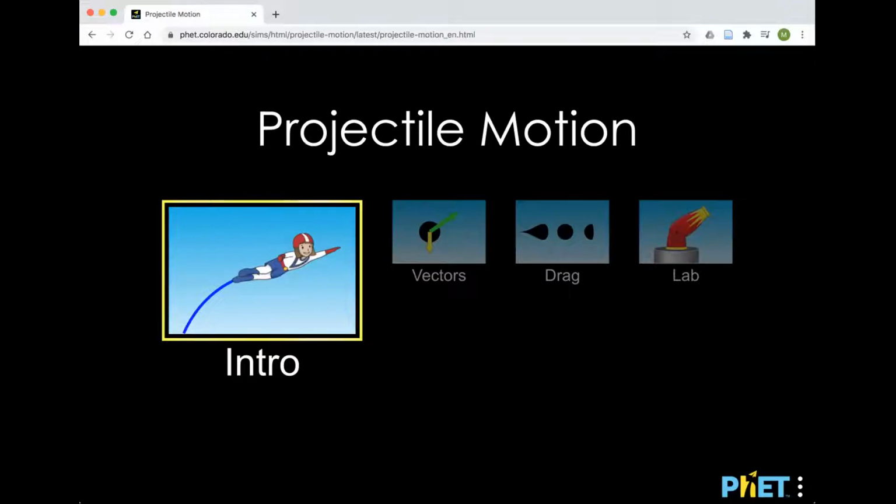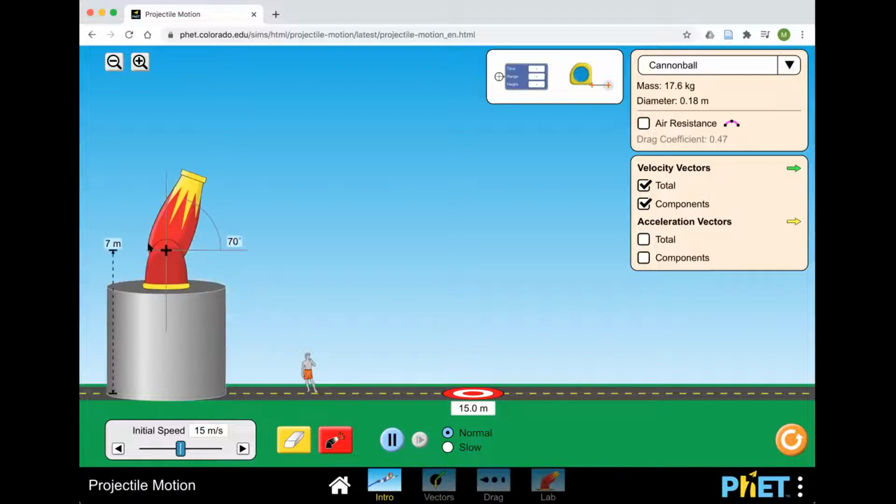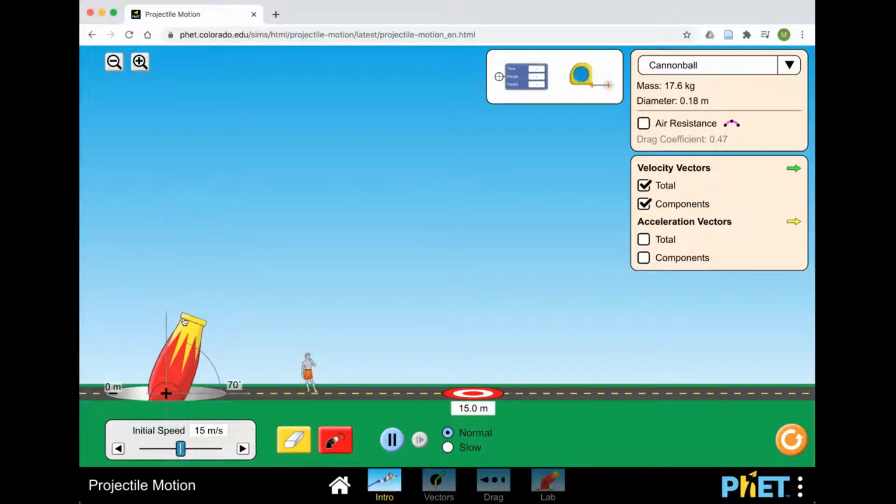Okay, good. All right, so this is what the app looks like when you first get there. All four of these things take you to the same general app. All that changes is a couple of the things over here on the upper right. So these little options here change depending on whether you chose intro, vectors, drag, or laboratory. But otherwise, it pretty much all functions the same way. You can grab the launcher and move it up and down. You can grab the launcher and change the launch angle. And you can vary other things about the projectile.